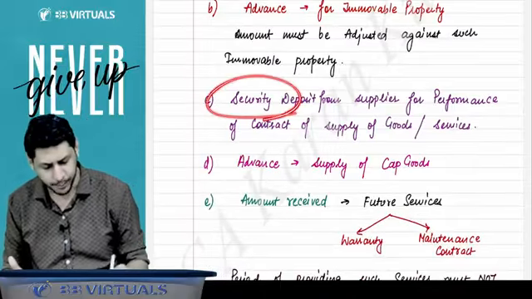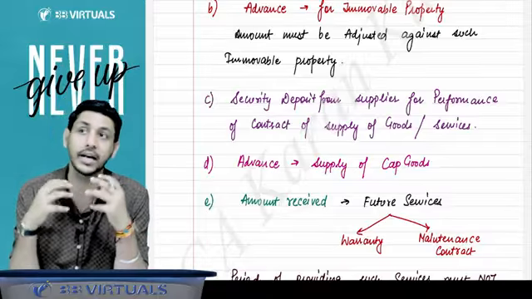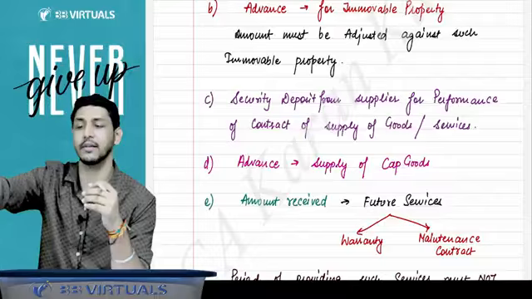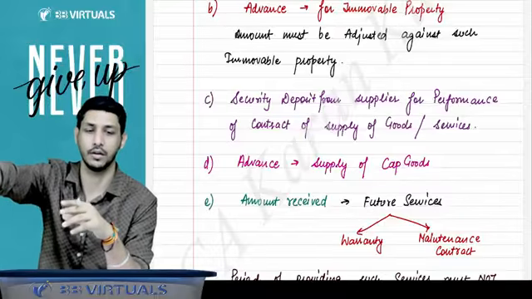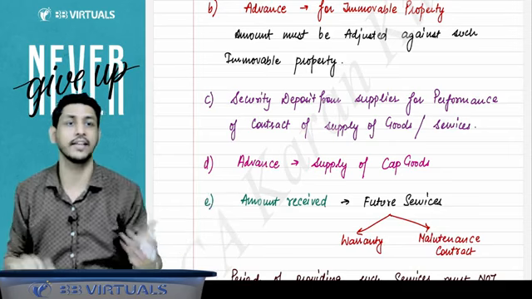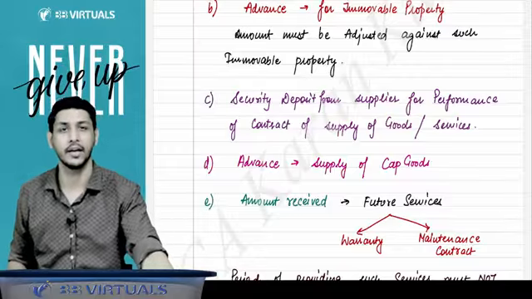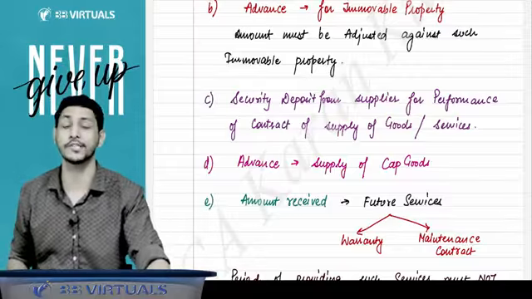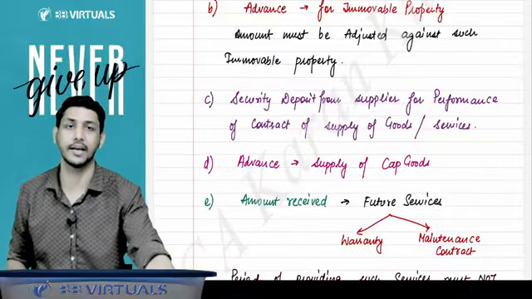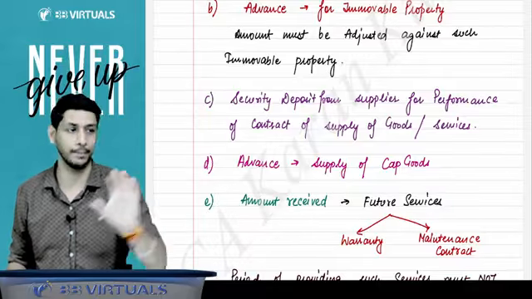Third, security deposit from supplier for the performance of contract. Sometimes what the big companies do, they appoint some small kind of suppliers. Suppose there is a very huge business and they have hired a very small supplier. Now they are afraid whether he will be performing his duties or not. So they ask them that you should deposit some amount with us, that you will perform your performance.